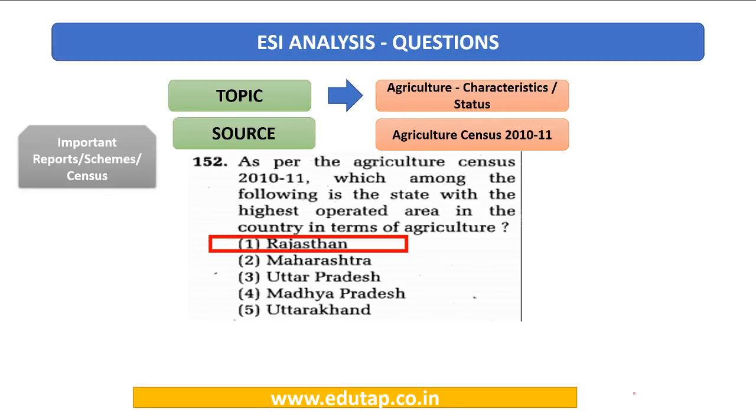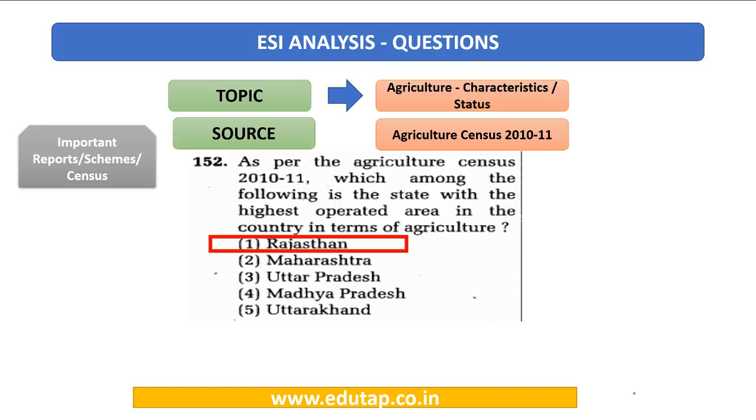Now the next question says, as per the Agriculture Census 2010-11, which among the following is the state with the highest operated area in the country in terms of agriculture? Now the answer to this question is Rajasthan. This question is important. It has been taken from Agriculture Census 2010-11. Now this is the latest census that is available. There is one more census due in 2015, but we haven't received it yet. So the questions would definitely be coming from Agriculture Census 2010-11.